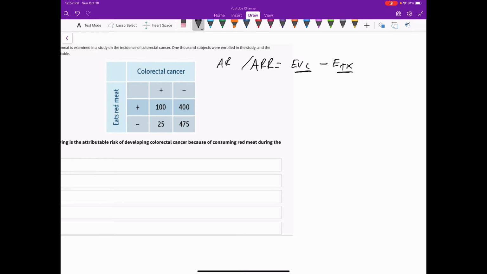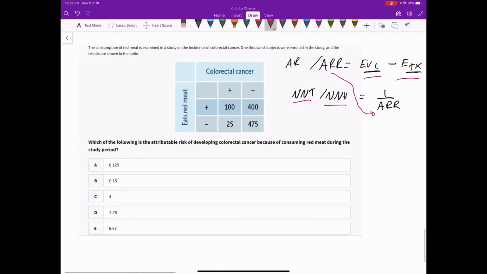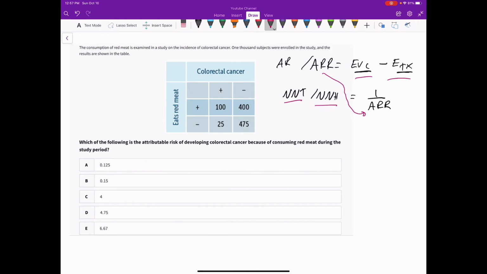ARR/AR, same thing. Okay, and now number needed to treat or number needed to harm is going to be basically similar. NNT over number needed to harm, all this is going to equal is 1 over ARR. Okay, so this is all the NNT or NNHs is 1 over this number. So ARR, the way to get that is to use this formula. So let's do it in a question because it usually makes more sense when you do it that way.